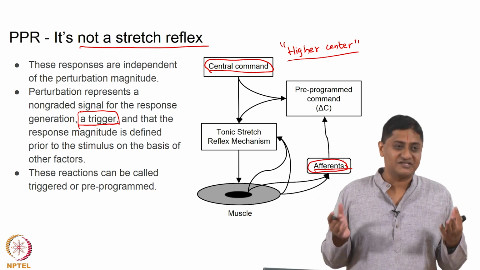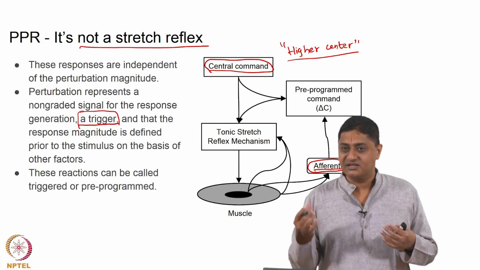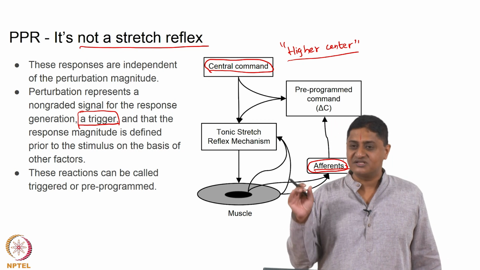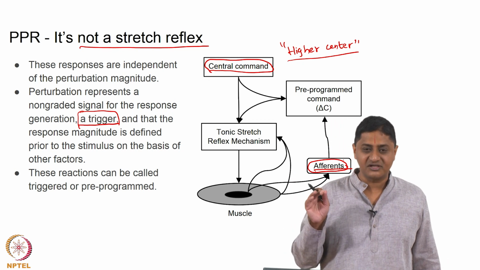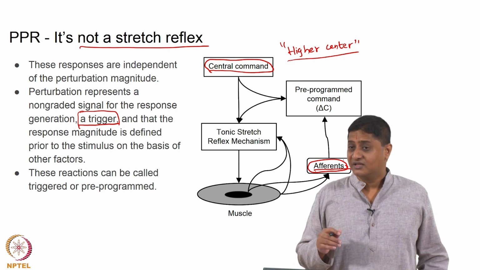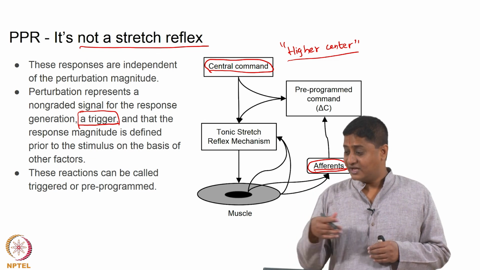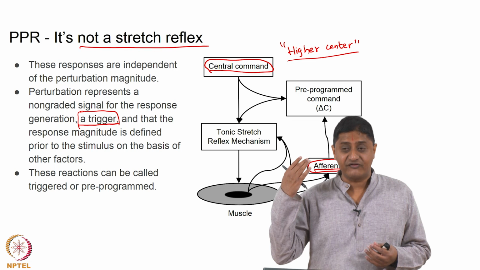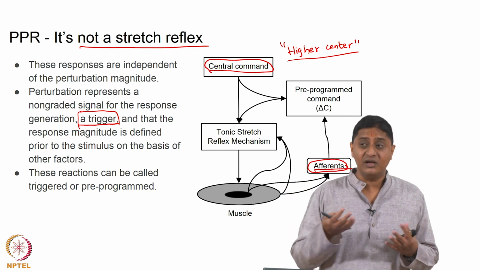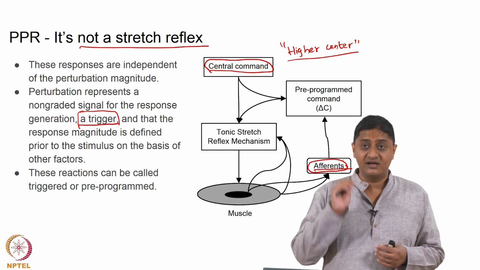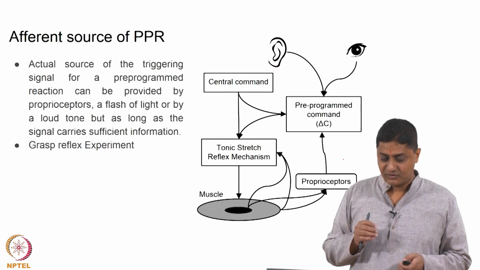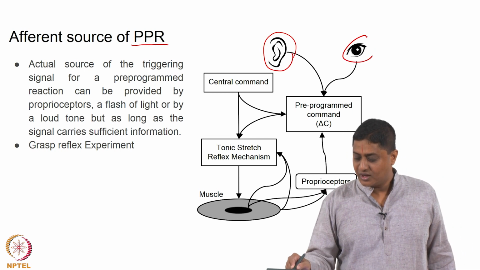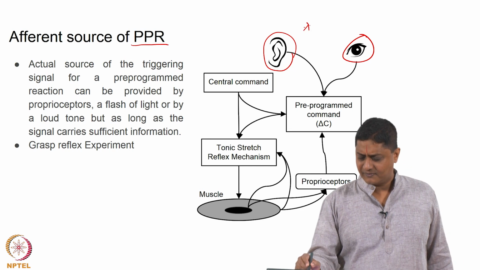I have just said afferents. Afferents can be n number of things, because they can be muscle spindles, they can be 2 afferents, as in 1A afferents, 2 afferents, 1B, which is Golgi tendon organs, they can be cutaneous receptors, they can be thermoreceptors. By the way, when I say afferents, it is sensory information, right. It can be an auditory afferent, I can hear; it can be an afferent that is visual, there can be a flash of light, it can be anything. So, the afferent source of the pre-programmed reaction can be auditory, visual, or any other modality.